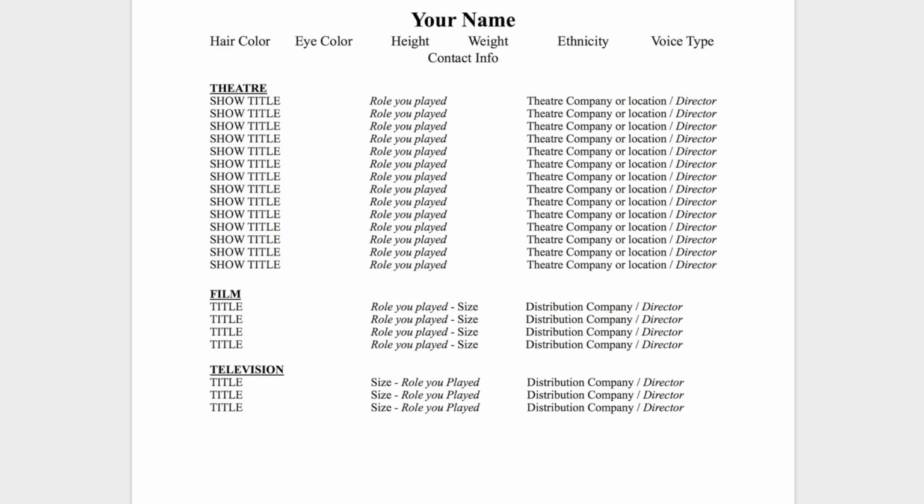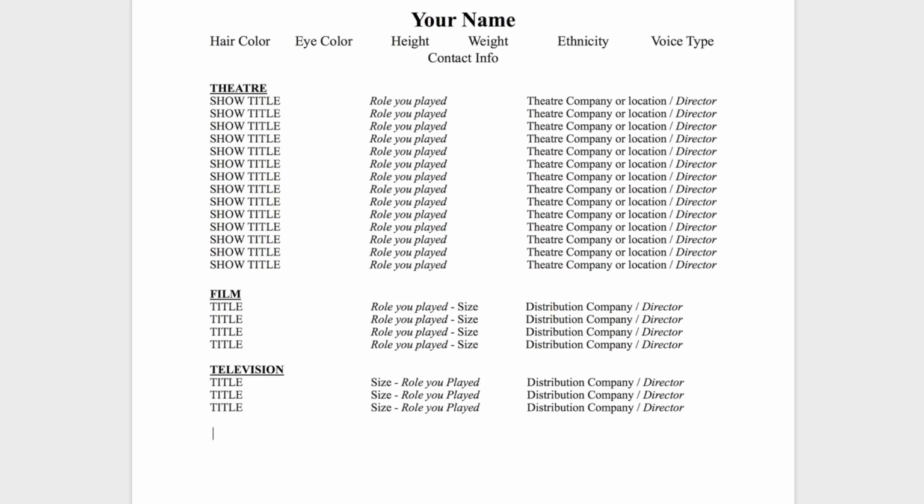Once you list those, or if all of your roles are kind of the same size equivalent, I'd go ahead and list the most relevant ones first. For instance, let's say you're auditioning for like Guys and Dolls. I'd go ahead and list all of your musical comedy credits first. That's what's going to be most relevant in this situation.